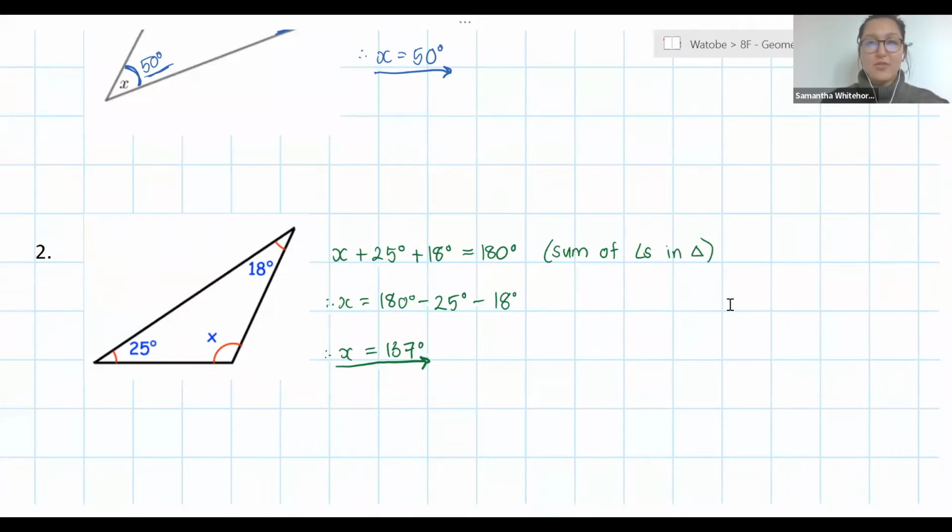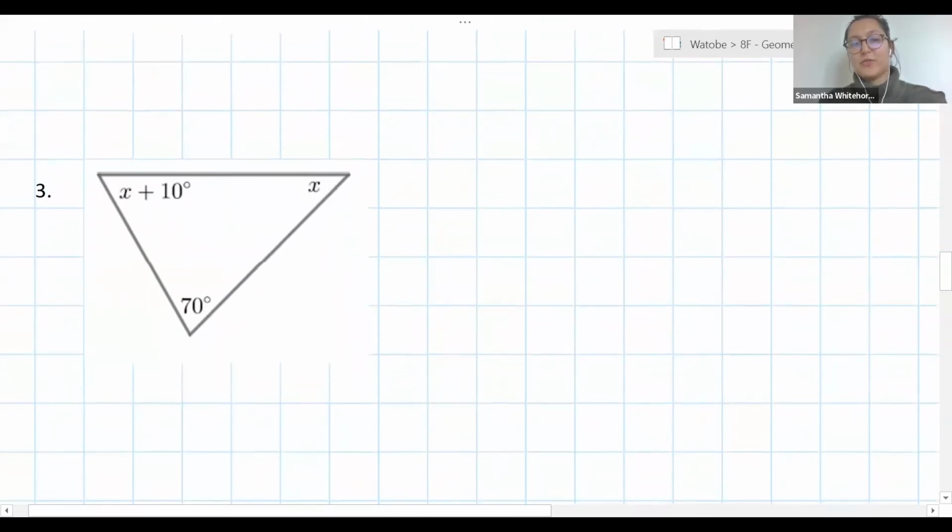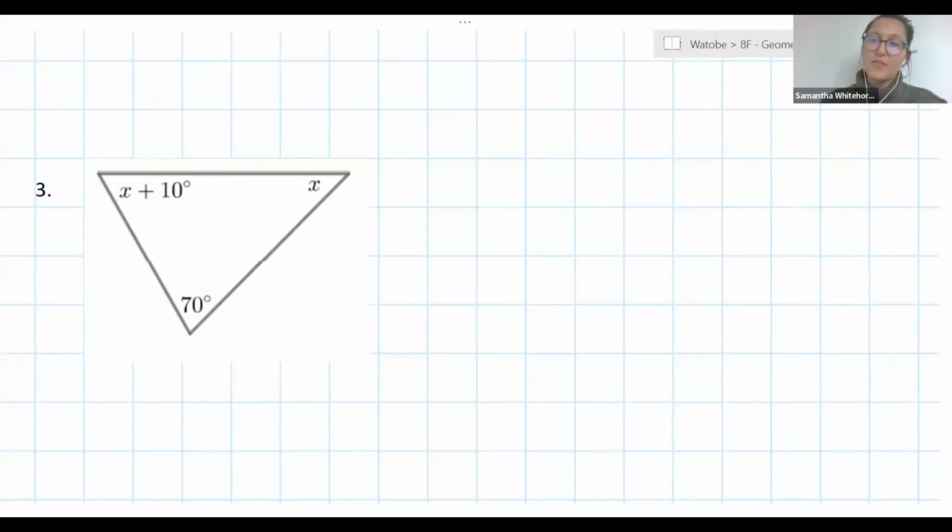Okay, so we're going to have a look at one a little bit harder because you guys were really nailing this last week and you guys are getting it this week. So let's have a look at a third one and see if we can solve for x in this triangle. So I'm going to give you a minute or two to give it a try by yourselves.